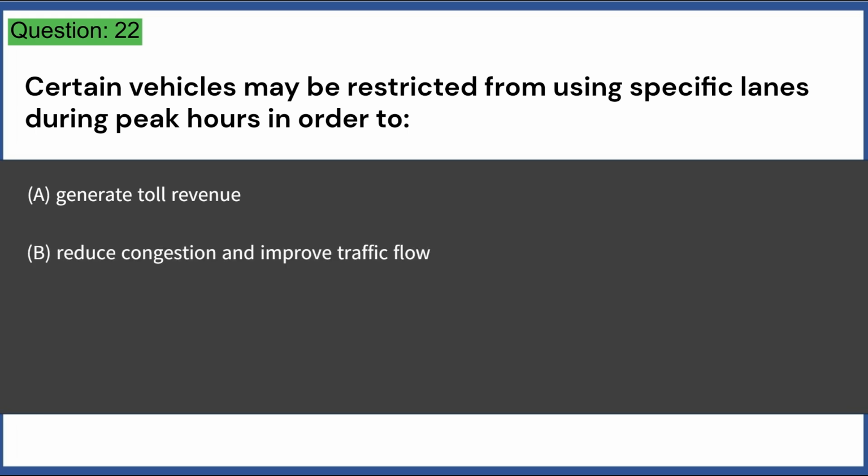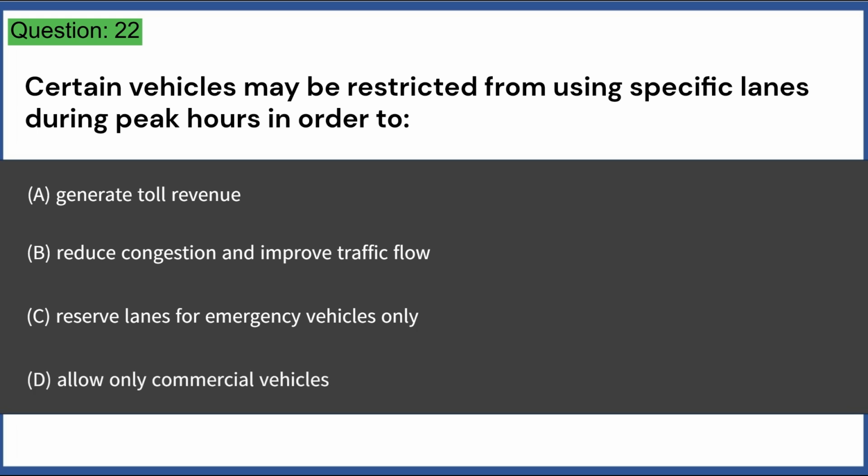Certain vehicles may be restricted from using specific lanes during peak hours in order to: A. Generate toll revenue. B. Reduce congestion and improve traffic flow. C. Reserve lanes for emergency vehicles only. D. Allow only commercial vehicles. Answer: B. Restricting certain vehicles during peak times helps to minimize congestion and promote smoother traffic flow.